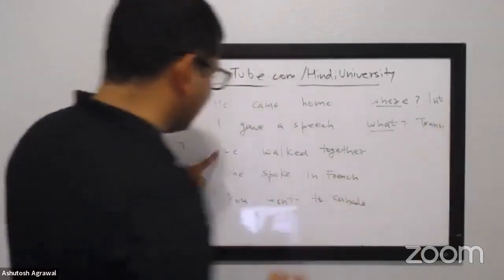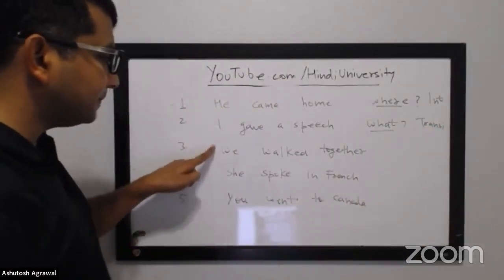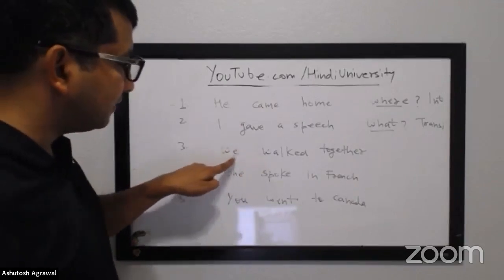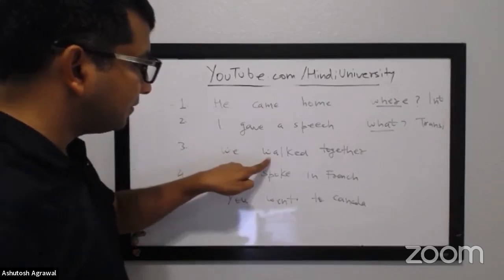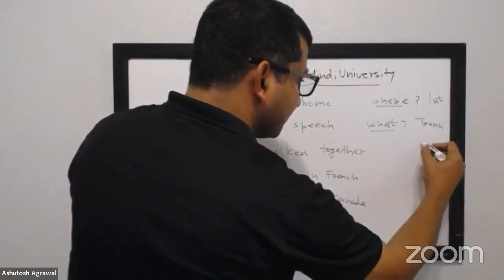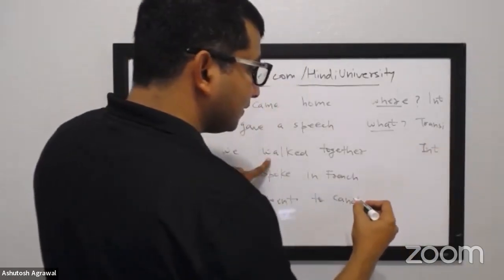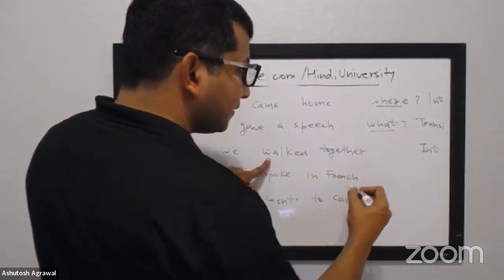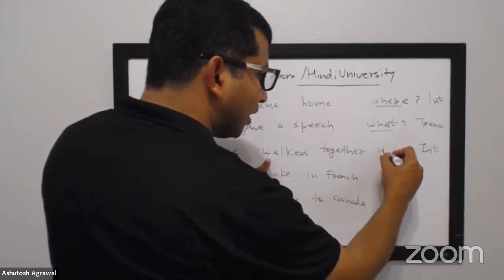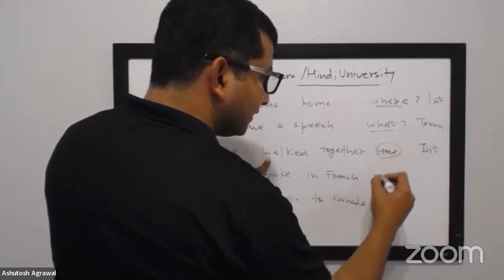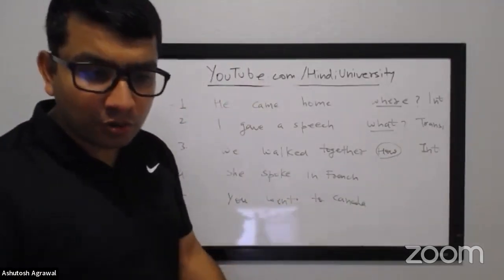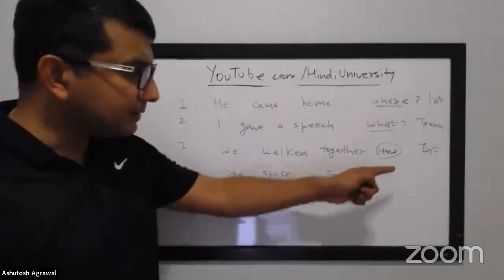Awesome. Uni, you want to do this one and this one? Number 3, this is intransitive. Why? Because we cannot make a question with why and who, whom. It is really telling you the how. How did you walk? The manner in which you walk, right? We walked together. It's not really telling you the what or who or whom. So you're right, it is intransitive.